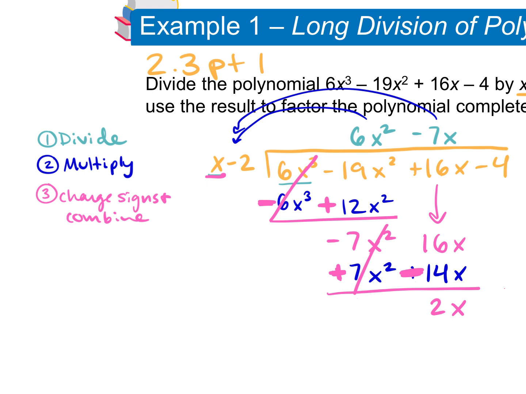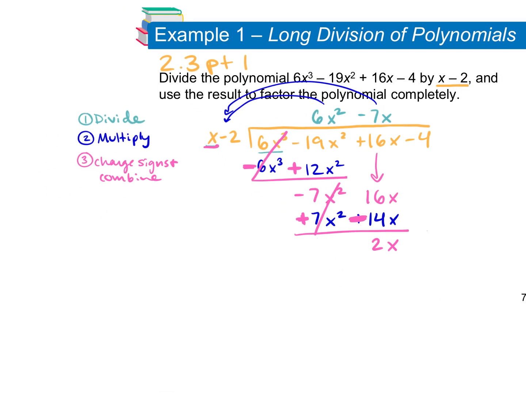What do you think we do next? After I change the signs and combine, what do we do? We're going to divide again. So we've got to divide again. What's 2x divided by x? 2. Then we multiply. 2 times x minus 2. 2 times x would be 2x. And 2 times negative 2 would be negative 4.